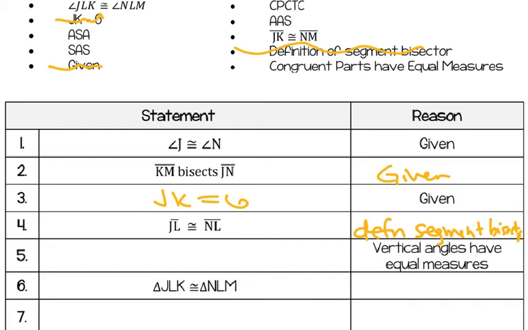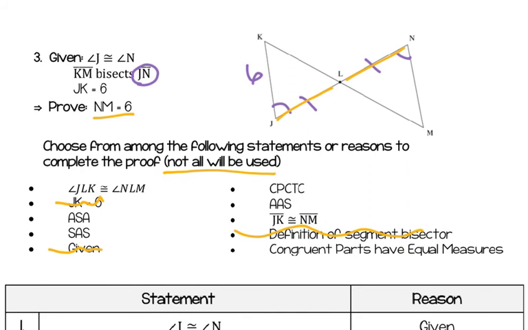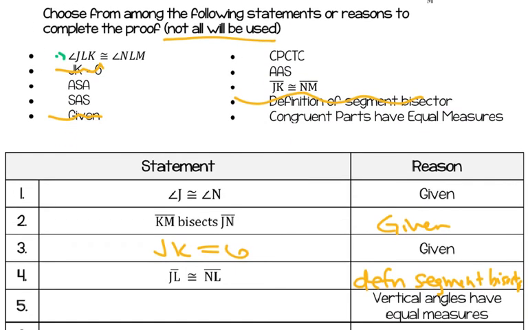Now the next, number 5, the reason says vertical angles have equal measures. Look up in your picture, where are vertical angles? Do you see vertical angles? Not right there. It's going to be these two right there. Those are vertical angles, and they must be congruent because vertical angles have equal measures. So which of these statements says something about those two angles? This one says something about angles. JLK, that's that one. NLM, that's that one. That's what I want. So I'm going to say angle JLK is congruent to angle NLM because vertical angles have equal measures. Cross it off.